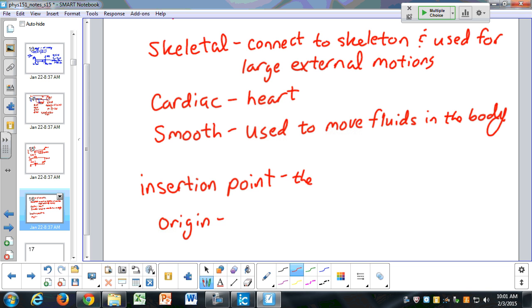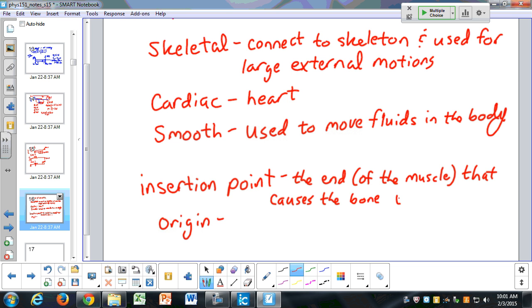So the end of the muscle that causes the bone to move. And the origin is the end that is stationary, or the end that doesn't move.